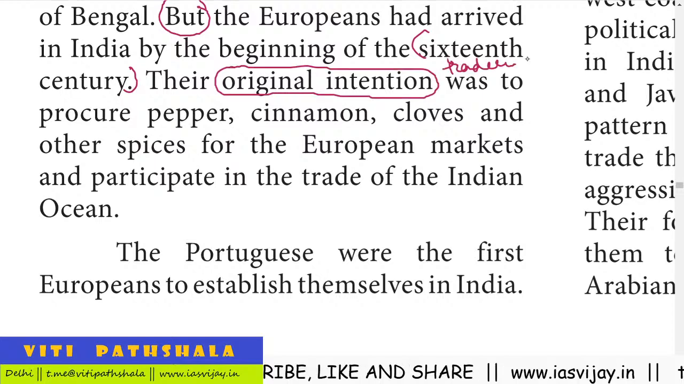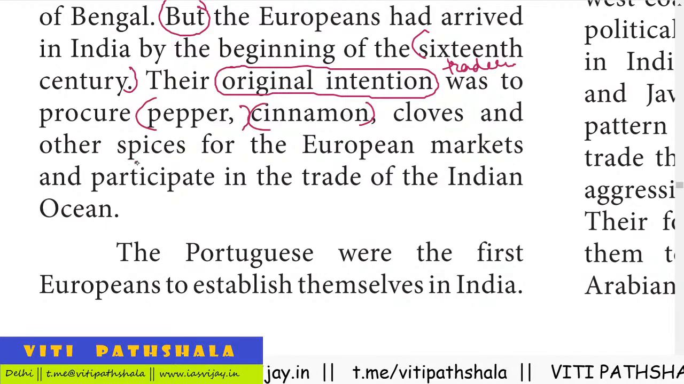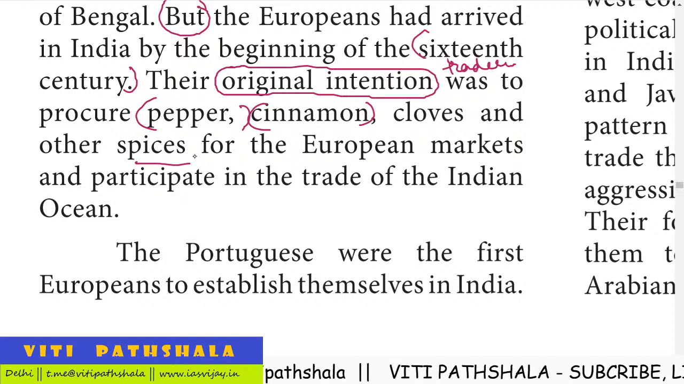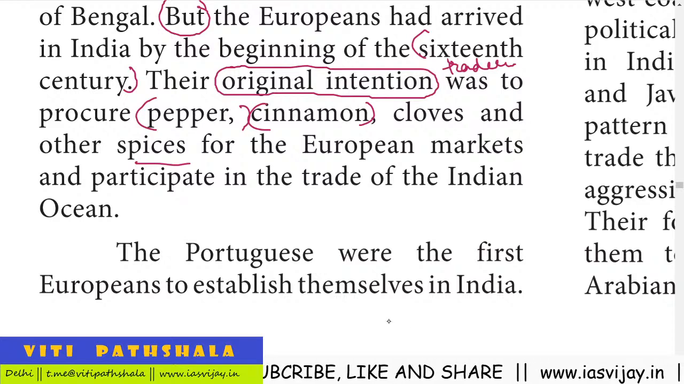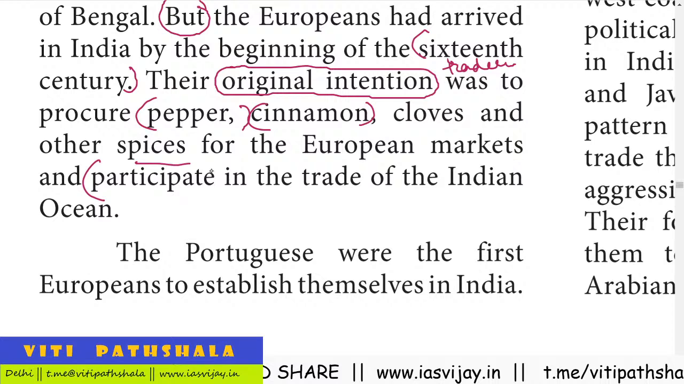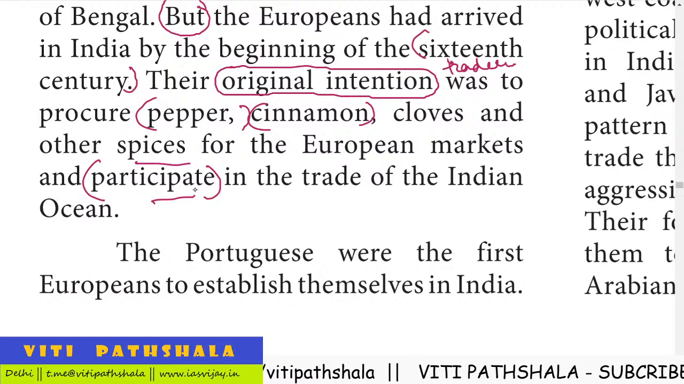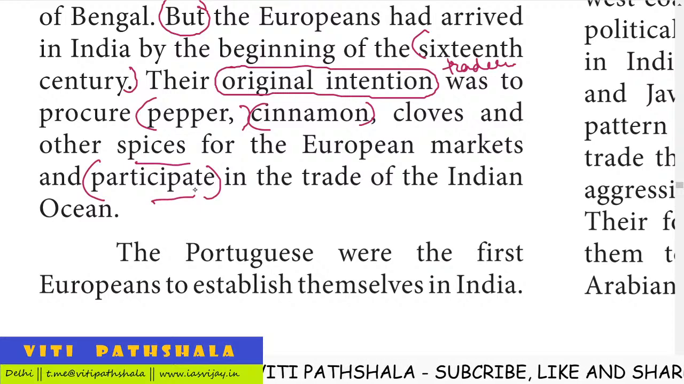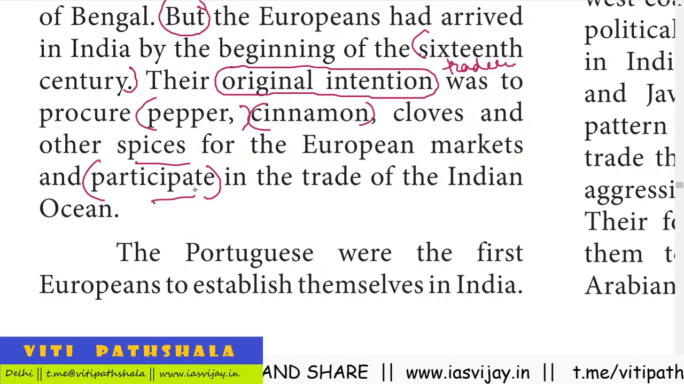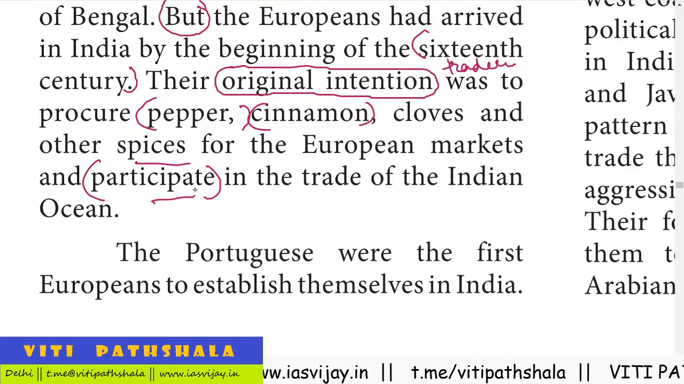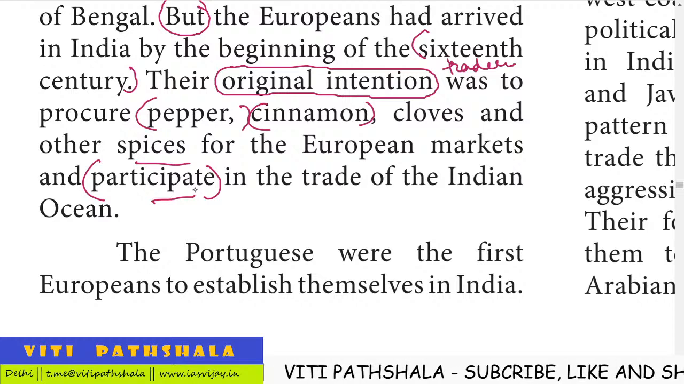वो भारत में ट्रेडर के रूप में आए, और यहाँ से वो पेपर, सिनेमन, क्लोव्स और स्पाइसेस लेके जाने वाले थे यूरोप में, and to participate in the trade of the Indian Ocean. Now what do you mean by participation? Participate का मतलब है कि यहाँ पर पहले से ही दूसरे लोग भी थे जो कि ट्रेड में इन्वॉल्व थे. Now दूसरे लोग कौन थे? पहले अरब्स थे जो कि ट्रेड करते थे, अरब्स की मोनोपोली थी. Earlier there were other peoples who were involved in the trade. There was the Arab monopoly over India.